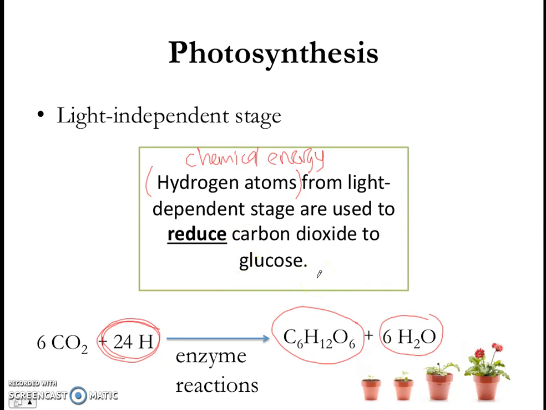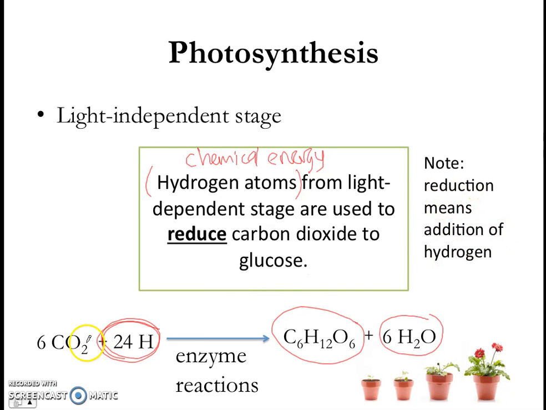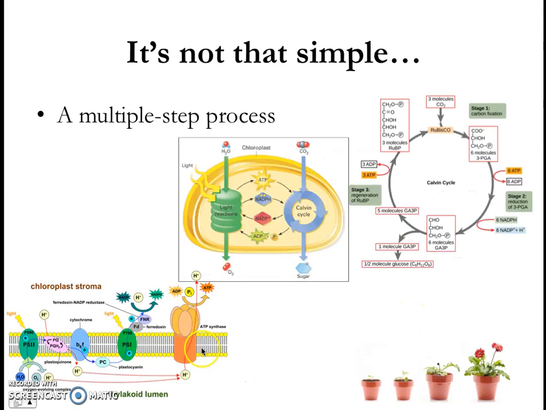Now, what does this word reduce mean? Reduce or reduction means addition of hydrogen. So some hydrogen is added to this carbon dioxide to make it into glucose. And water is also produced as a result. Now, the other thing is, photosynthesis is really not that simple. It is a multiple step process.